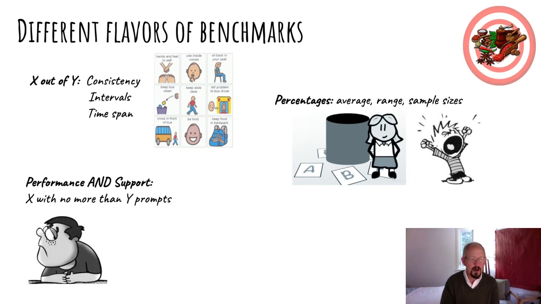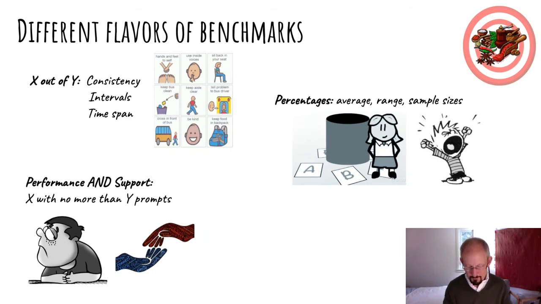So, for example, John will show compliance in 80% of trials or observations with no more than one redirection. Okay, so here we've identified both the performance measure, which is compliance, and we've identified with what kind of level of support, in this case, number of prompts. Okay, so we are marrying basically two things, a performance measure and a level or kind or intensity of support.